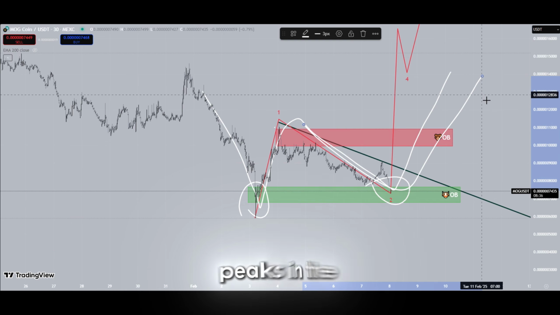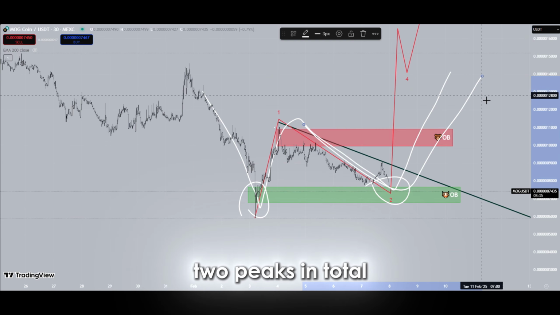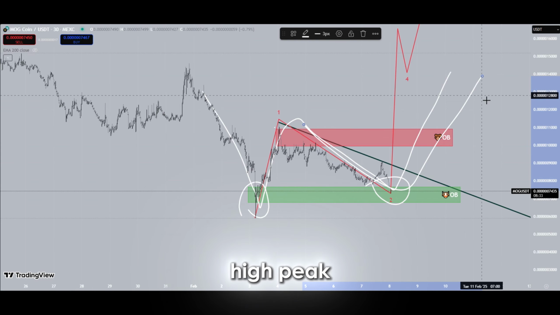There are 3 peaks in the W pattern. Now there are 2 peaks in total. And if the middle one breaks and goes above it, the last peak will be a high peak.